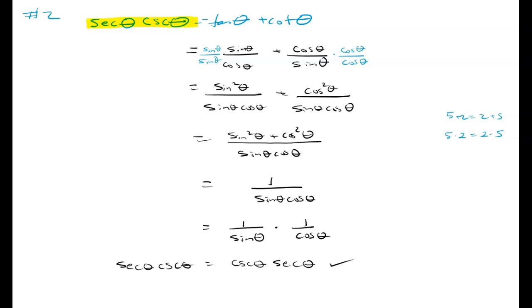All right. So let's get into a harder one. Sometimes these will take up a majority of your page. So what happens if we have something that looks like this? Secant of x minus 1 over 1 minus cosine of x is equal to the secant of x.